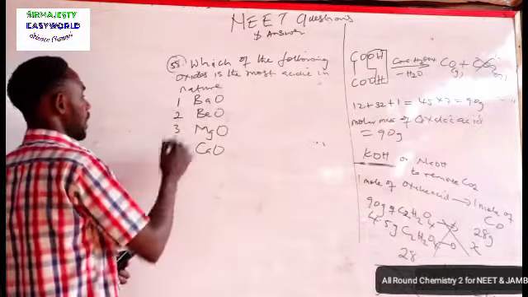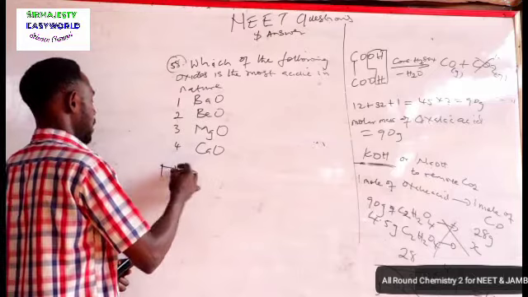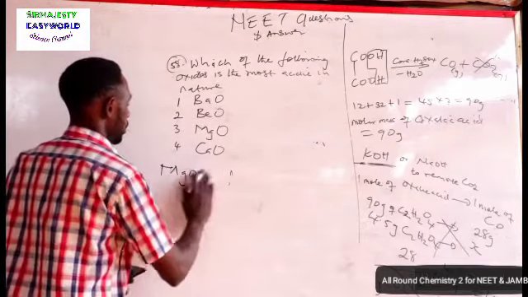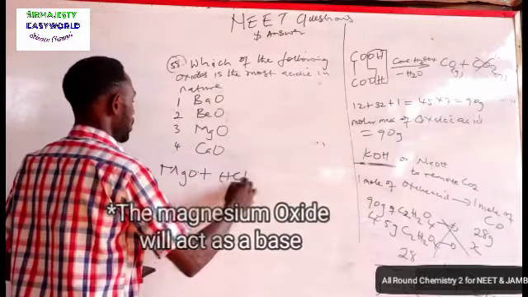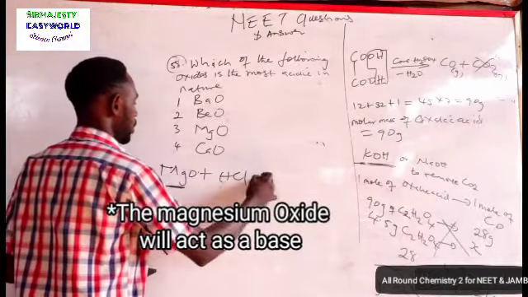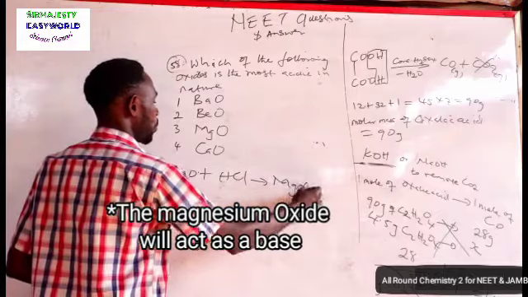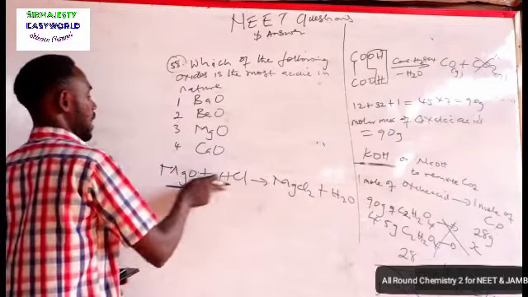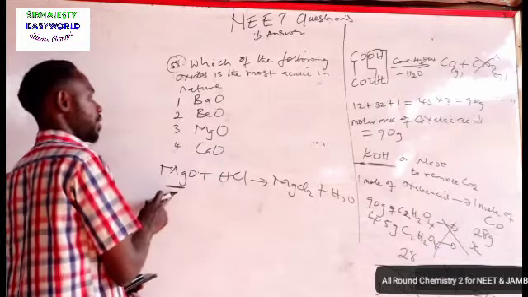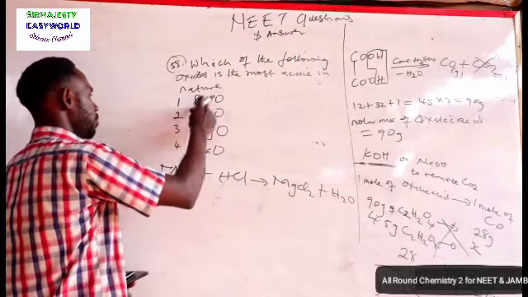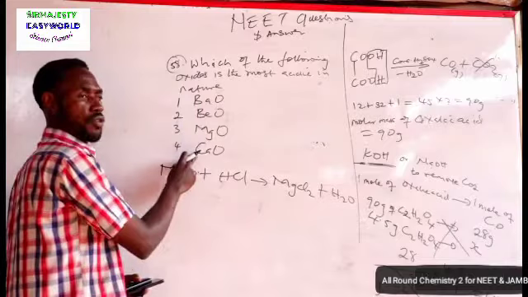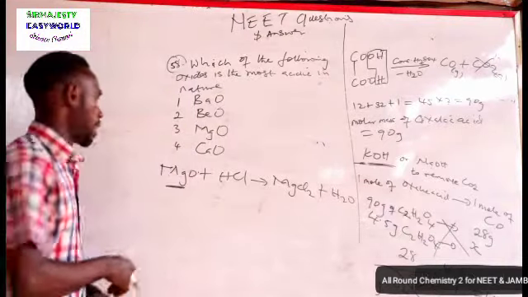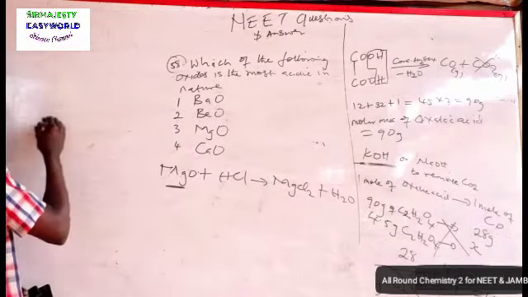Let's assume you react magnesium oxide with HCl. What will be formed is simply salt and water. And as we all know, whatever reacts with an acid to form salt and water is a base. Now, beryllium, magnesium, calcium have one thing that connects them. What connects them? They are all group 2 elements.